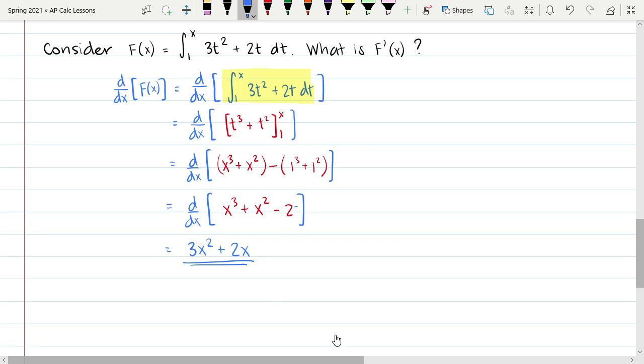And what I want you to notice is, look at what the derivative of big F of x turned out to be, and look at the integrand of how big F of x was originally defined. And I hope you notice some similarities there. The only difference is that the x that served as our upper limit has replaced the t's. But otherwise, it's exactly the same. And that's not coincidental. In fact, that's what the fundamental theorem of calculus part 2 tells us.